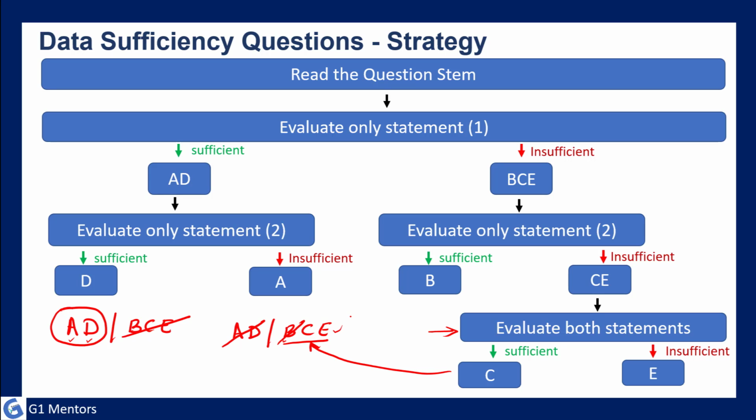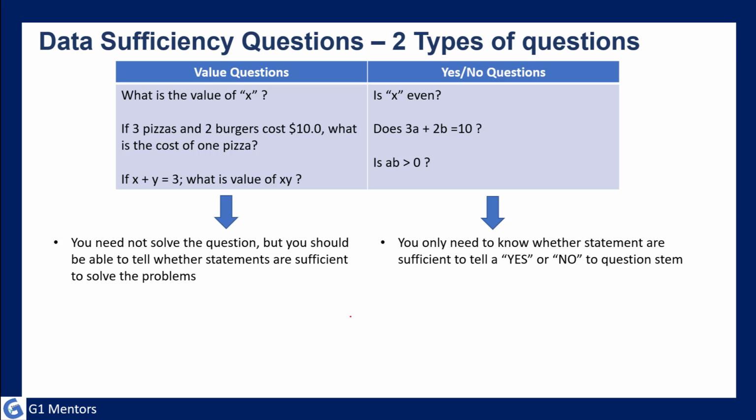But before that, what kind of questions come in data sufficiency? There are two kinds of questions. One is called the value questions and the other is called the yes/no kind of questions. In value questions, you will be simply asked a question. What is the value of this? What is the value of that? What is the cost of this? What is the profit? You need not solve the question, but you should be able to tell whether the statements are sufficient to solve the problem or not.